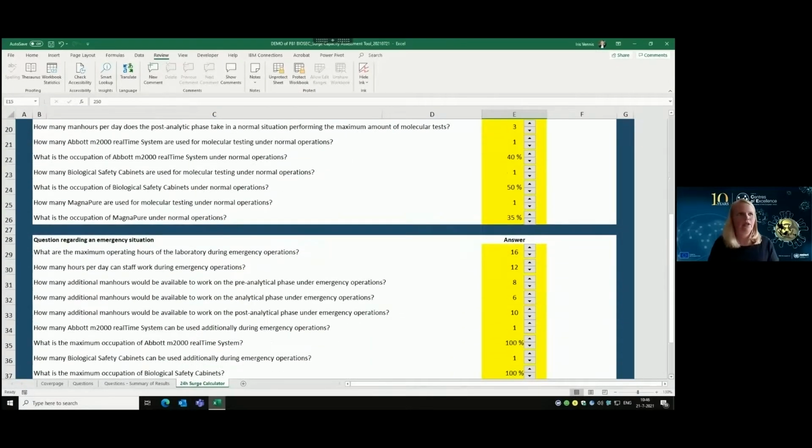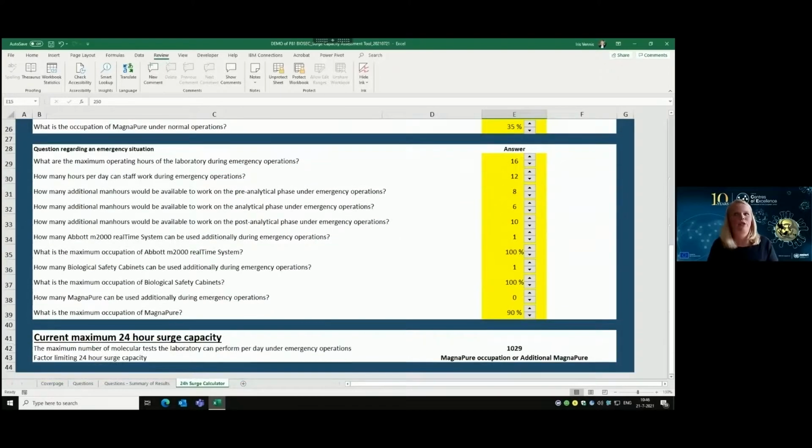Going down, there are a set of questions regarding the emergency situation. And those questions are actually very similar. So it says, what are the operating hours? How many hours per day can staff work additionally during emergency operations? But also how many additional man hours would be available to work on the pre-analytical, analytical, and post-analytical phase.